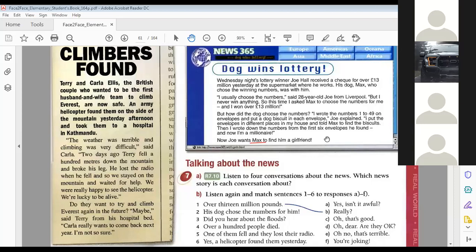Yeah. So Joe said, if the dog can choose 13 million pounds, maybe the dog can choose me a good girlfriend, right? Do you get the idea? Yeah. All right, okay.